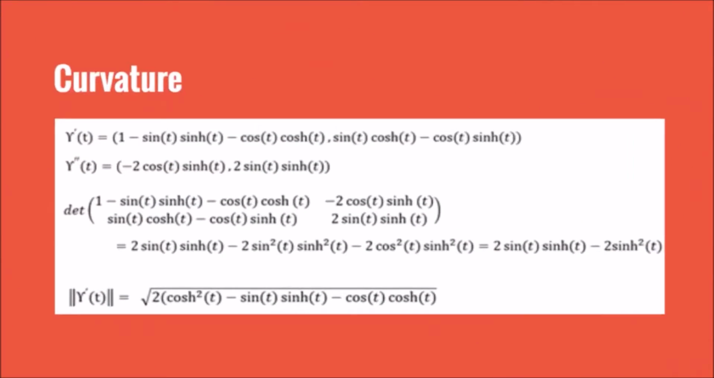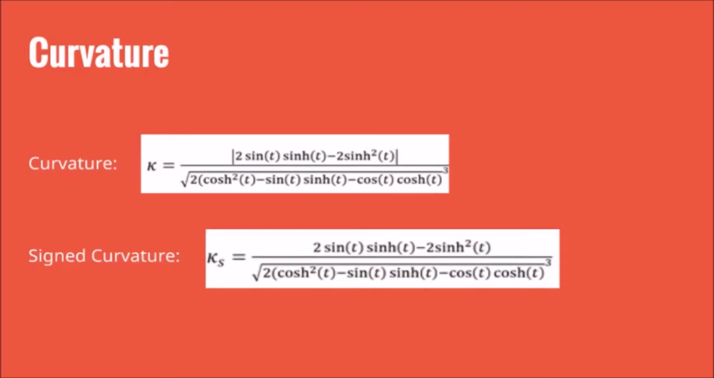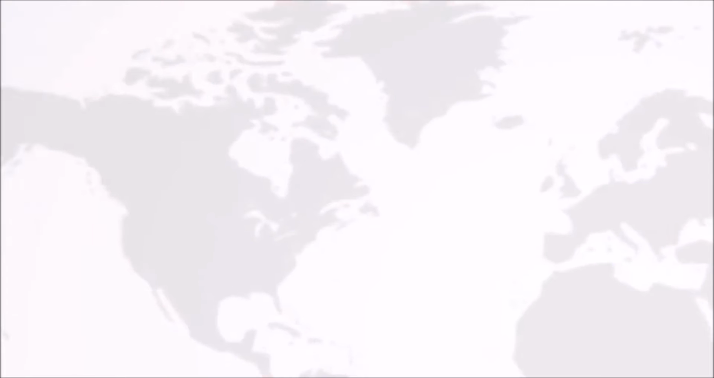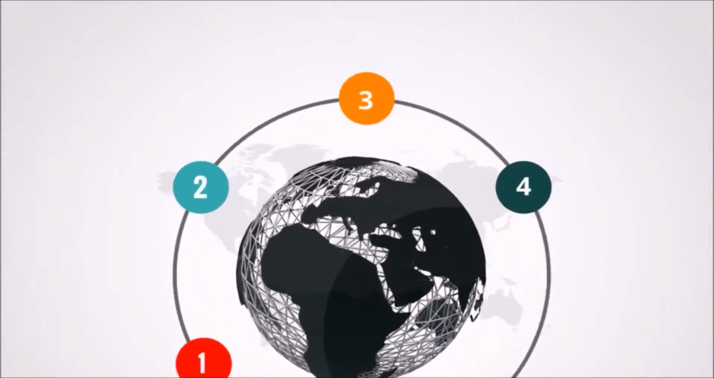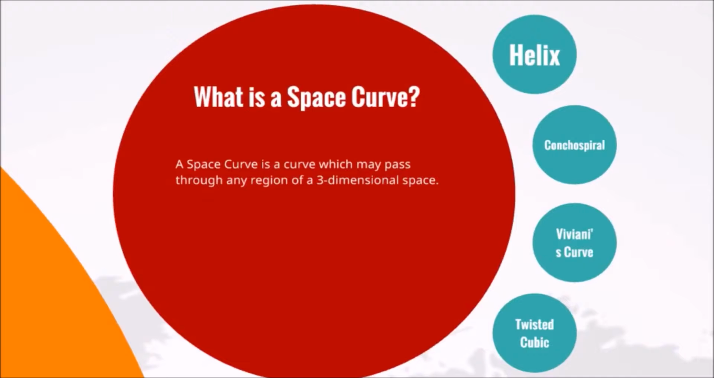To calculate the curvature, we use the following calculations, which gives the curvature and the sine curvature as follows for time t. Next, we'll take a look at space curves. First of all, a definition. A space curve may pass through any region in three-dimensional space, a plane curve being its 2D counterpart.